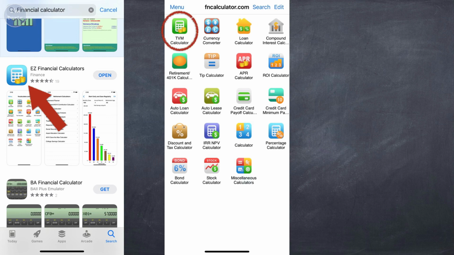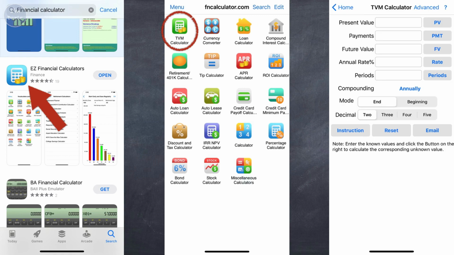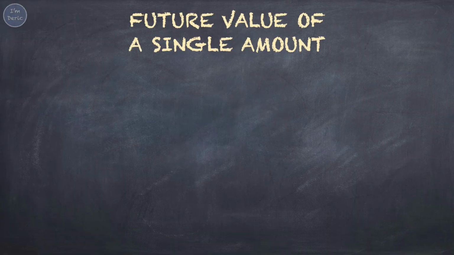We will use the TVM calculator for the calculation of time value of money. Inside the TVM calculator, you may key in the figures in the empty space. If you want to get the answer, just press on the button. You can also change the compounding period here. First part, let's calculate the future value of a single amount.